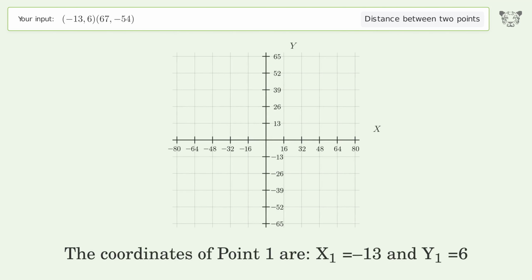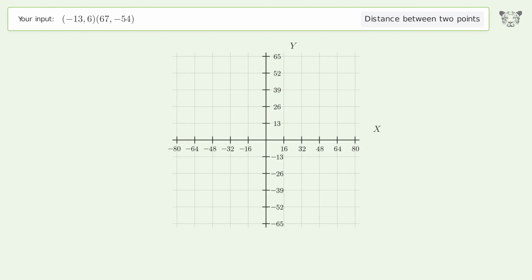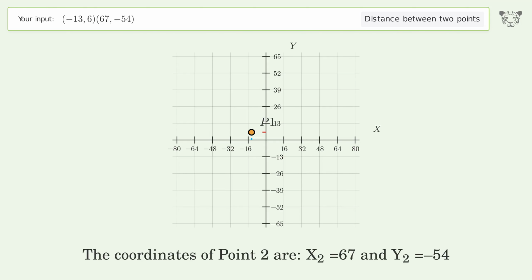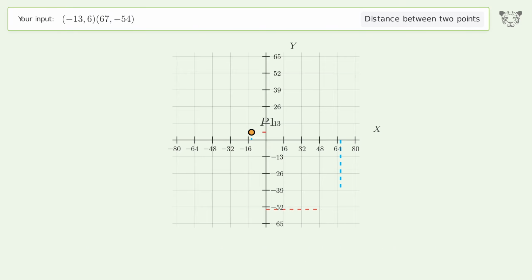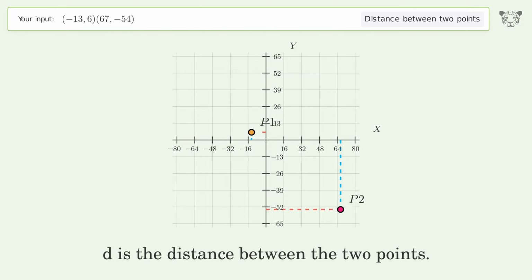The coordinates of point 1 are x1 equals -13 and y1 equals 6. The coordinates of point 2 are x2 equals 67 and y2 equals -54. D is the distance between the 2 points.